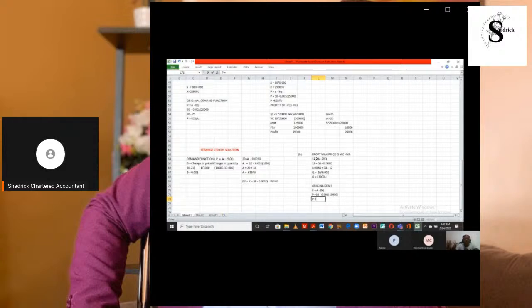Because now I know that 38 will remove 13. That means price will be equal to 25 per unit. That is what you need. 8 marks.